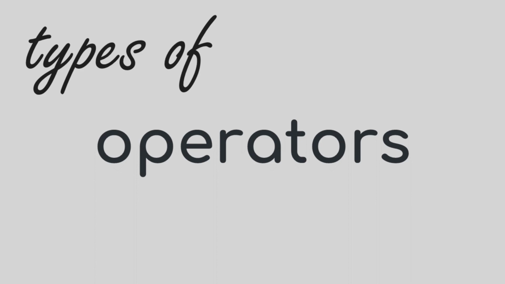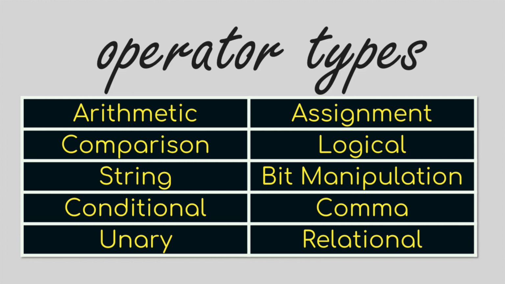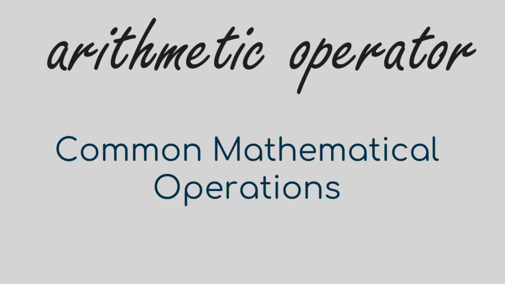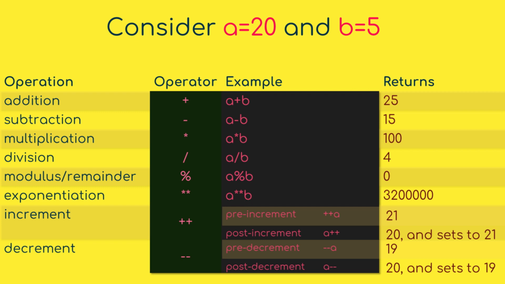Let's now see the different types of operators used in JavaScript. JavaScript supports various operations to be performed on variables or values. Examples of operator types in JavaScript are as given here. Let's now see each different type one by one. Arithmetic operators in JavaScript are used to perform most common mathematical operations such as addition, subtraction, multiplication, division, etc. Given here is the list of various arithmetic operators.